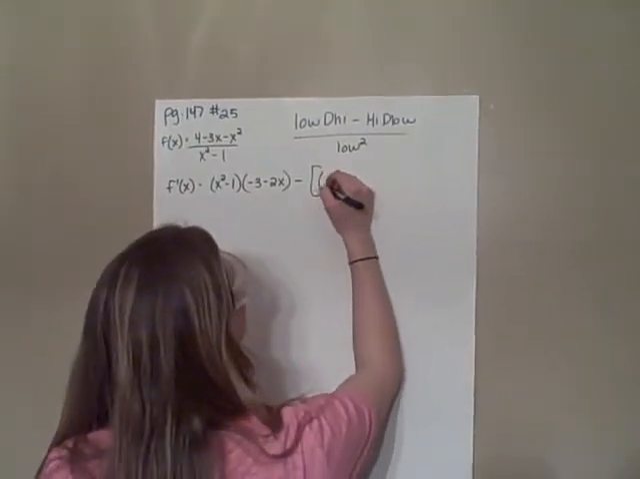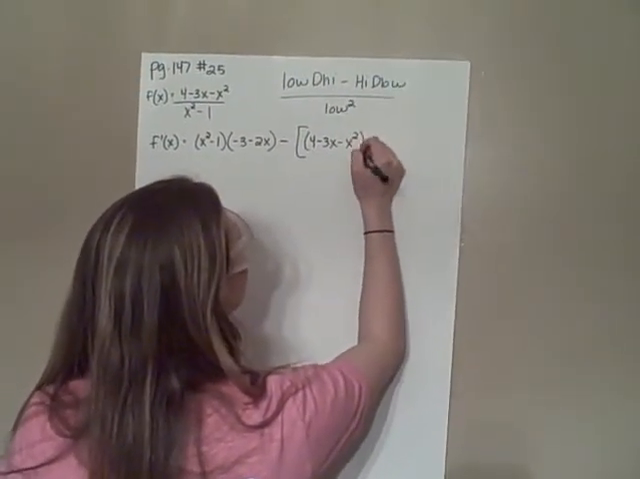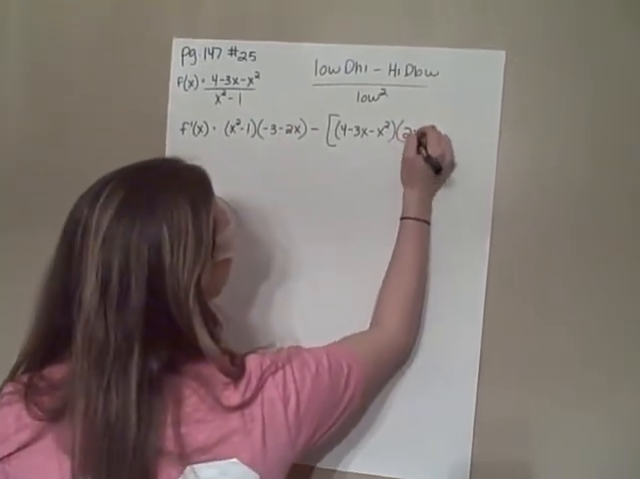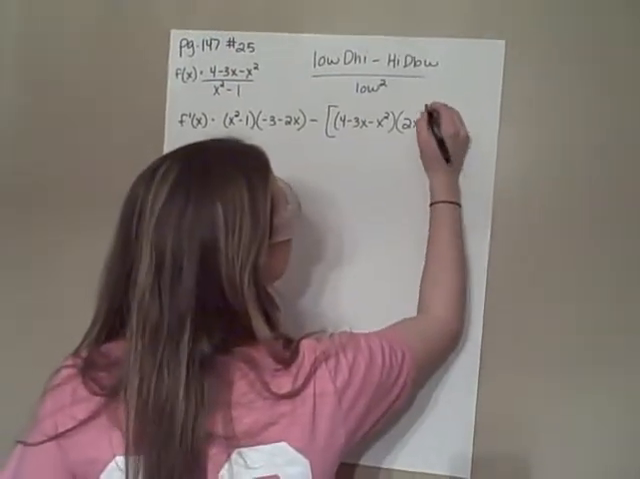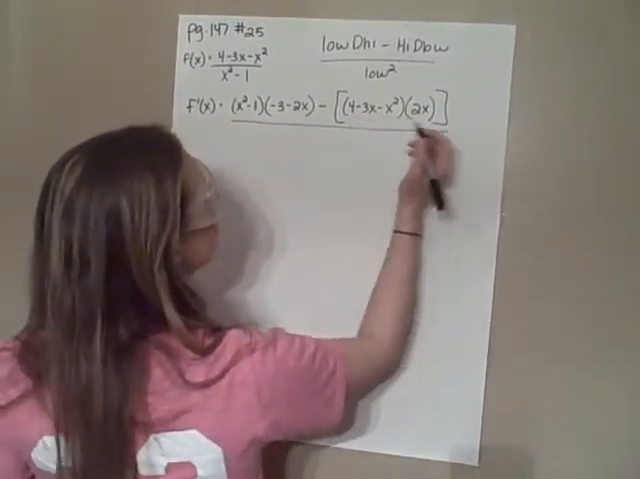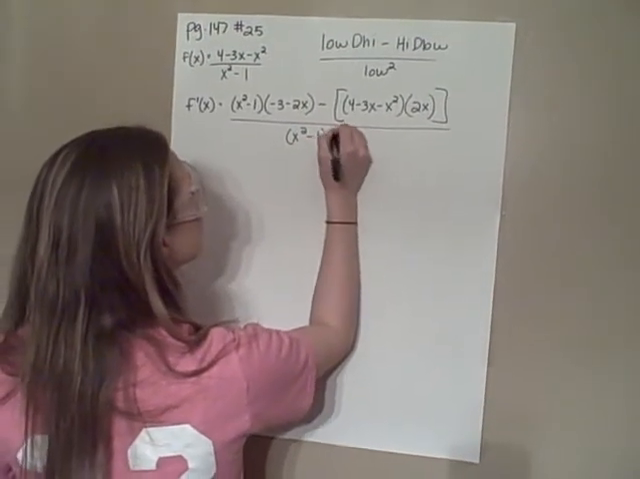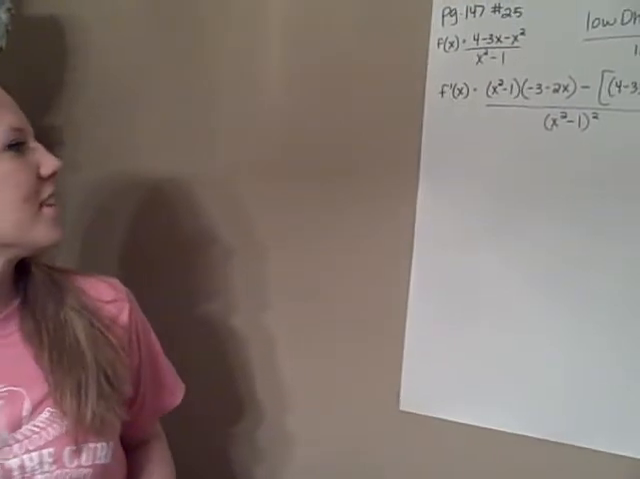our negative for the brackets, so remember to distribute the negative. The high term, 4 minus 3x minus x squared, times the derivative of the low, which is 2x, and the derivative of any constant is 0, so we're not going to rewrite it. And then all over low, don't forget low. Okay, now I'm going to take these off because there's a more visible world.